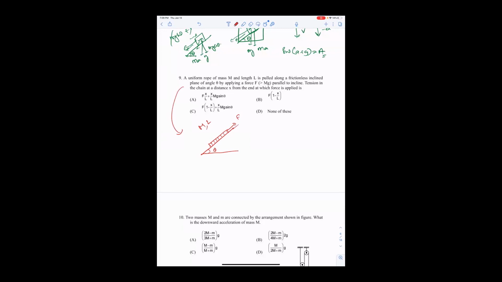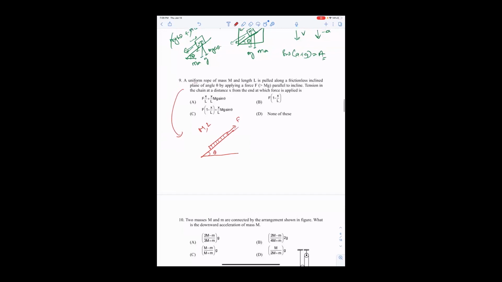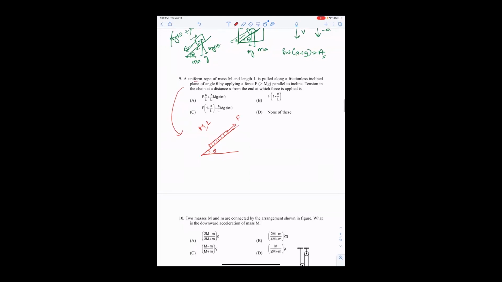To understand statement by statement, uniform means everywhere the same mass per unit length. Tension in the chain at a distance x from the end at which force is applied. So I'm applying force F here, x from here, and he's asking what is the tension here. This is the question. I hope you understood this question. So I have converted the question into a diagram. It's like a doctor, right? You have to read the problem statement and draw the diagram.